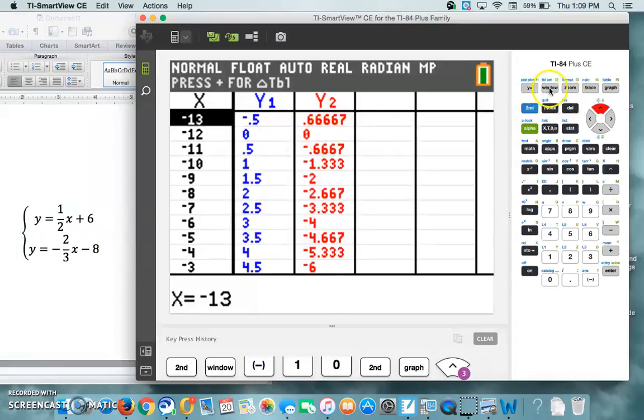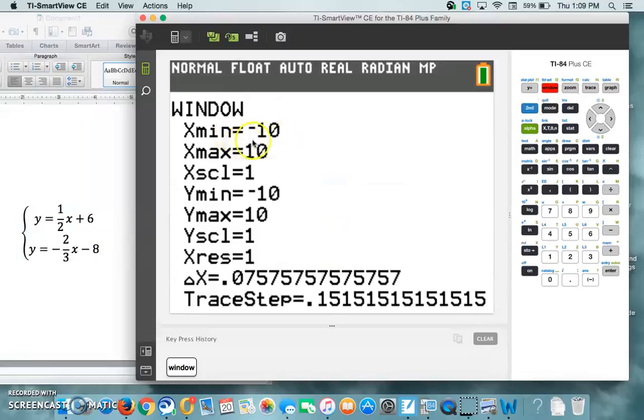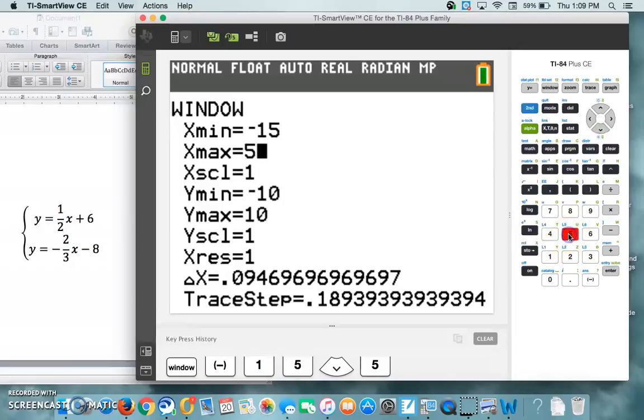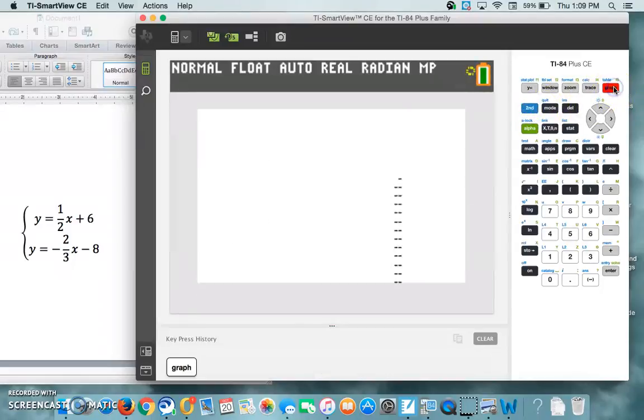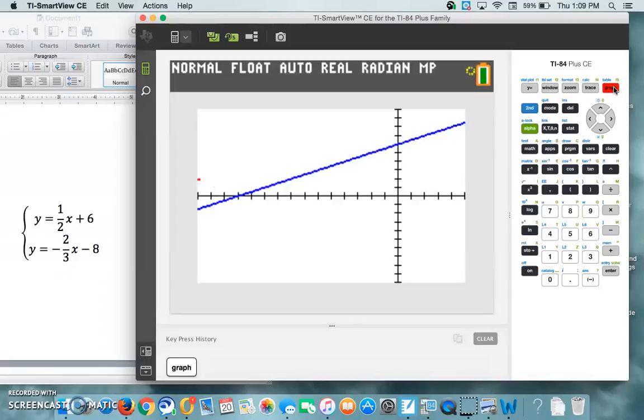So I can come into my window. I can keep my y values the same. They can go from negative 10 to positive 10. But it's these x's that I want to change. Maybe my x minimum should be negative 15, and my x maximum should be 5. So I'm still having 20 units across the x-axis, but I hopefully should be able to see the intersection point. So go back to the graph. No second. So just push graph. And there it is, the intersection point right there.